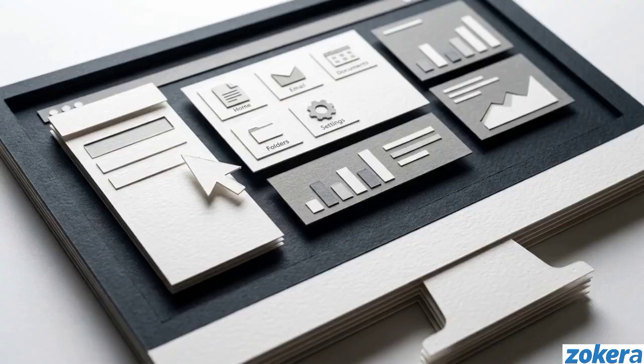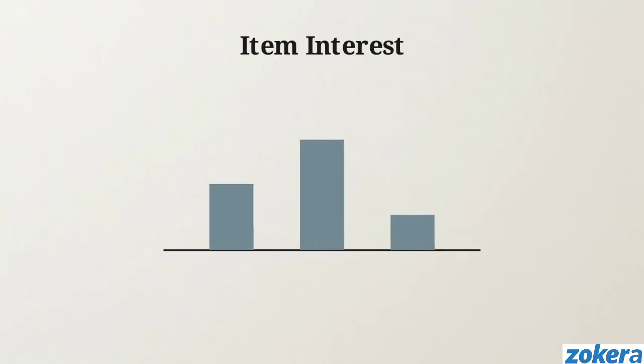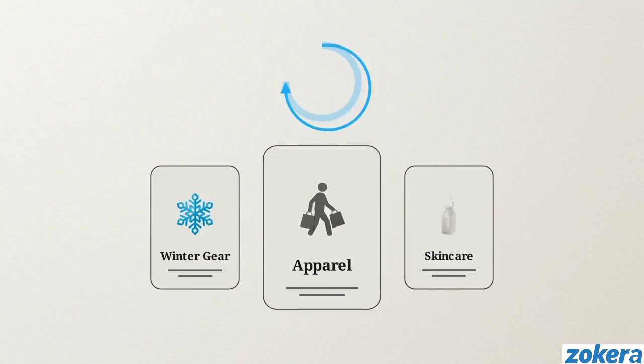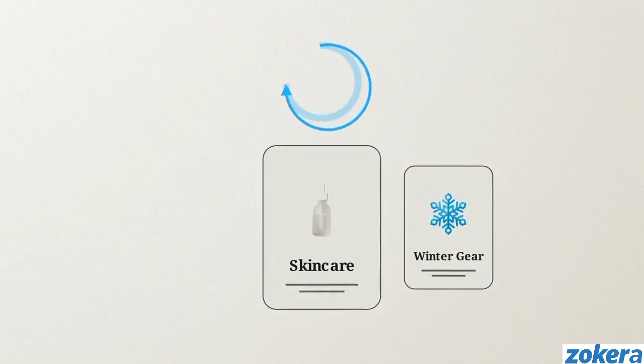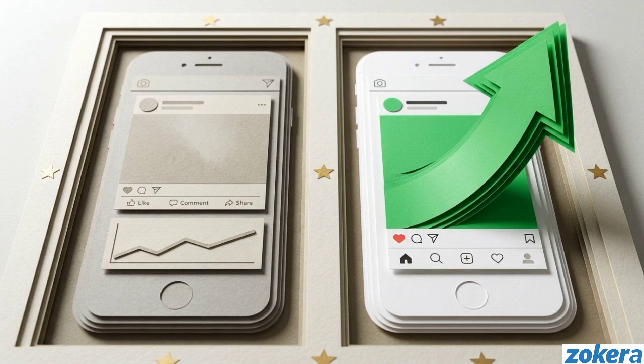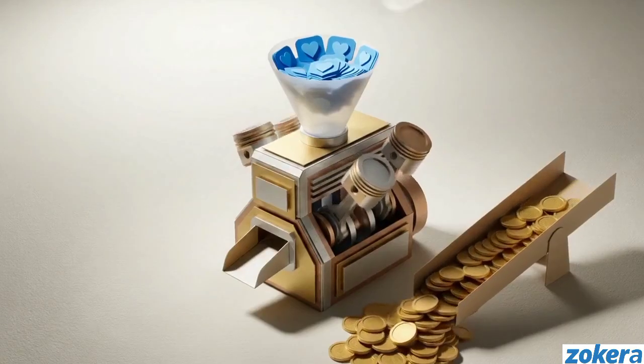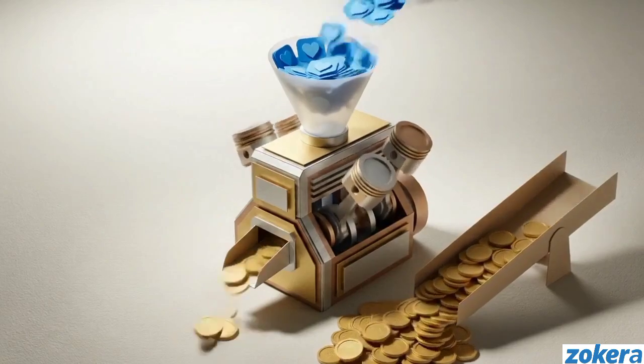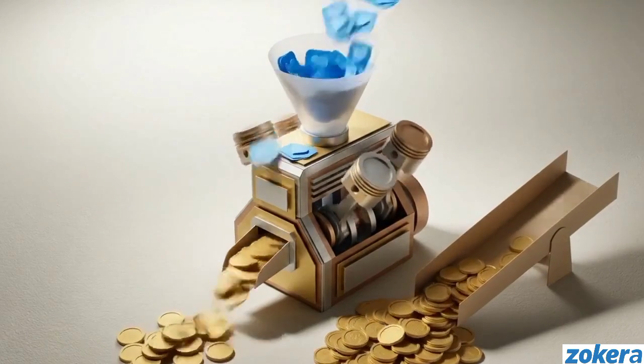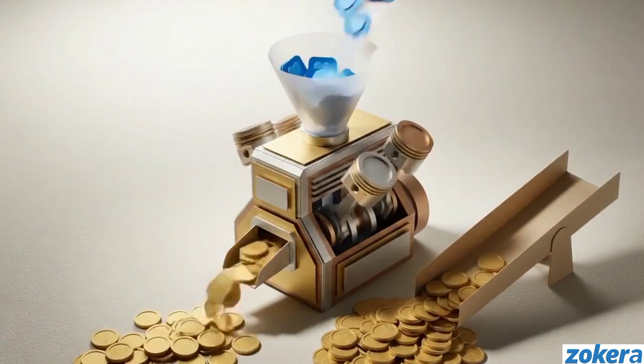Your next step is to use the internal Zokera dashboard to monitor exactly which items are generating the most interest. Use those analytics to rotate the specific products and categories you feature in your daily tests, refining your strategy based on what drives the highest traffic. By pairing deep niche curation with consistent data optimization, you have built an automated engine designed to convert social influence into lasting commerce.